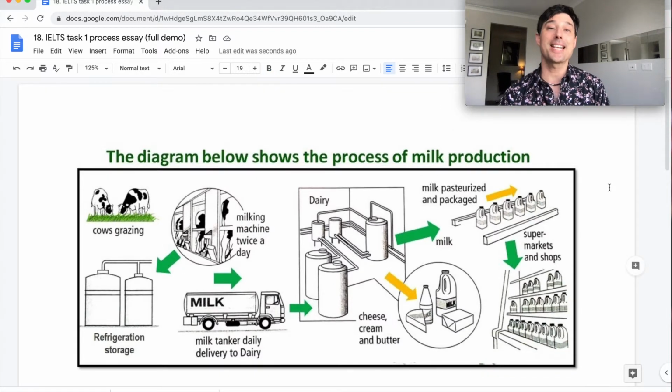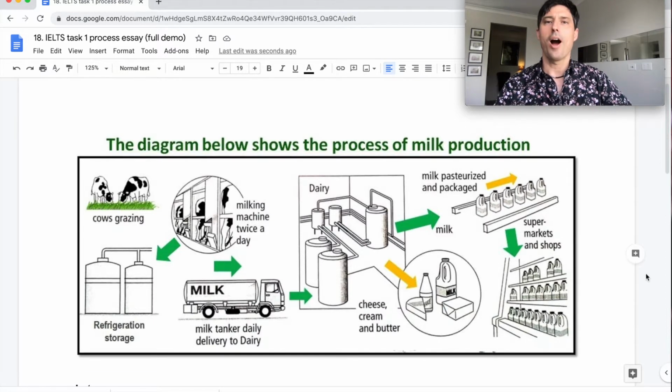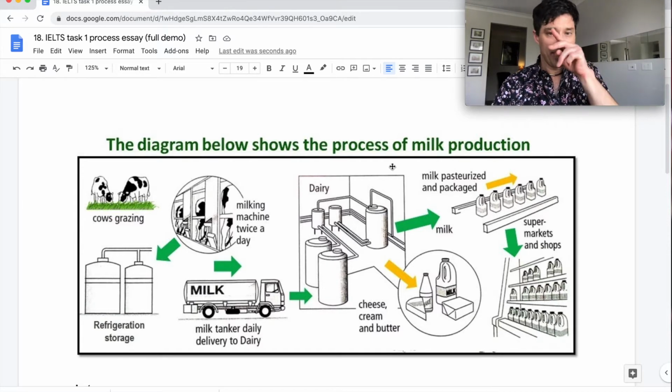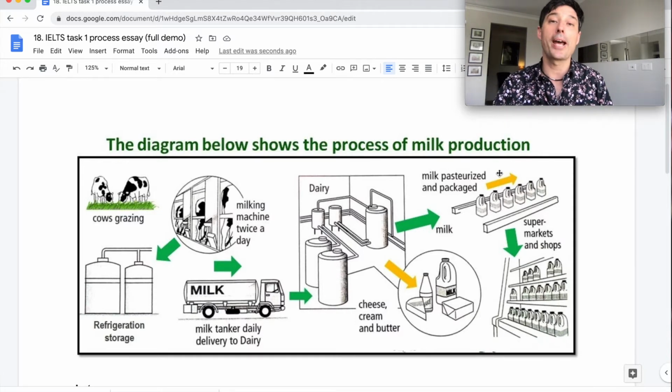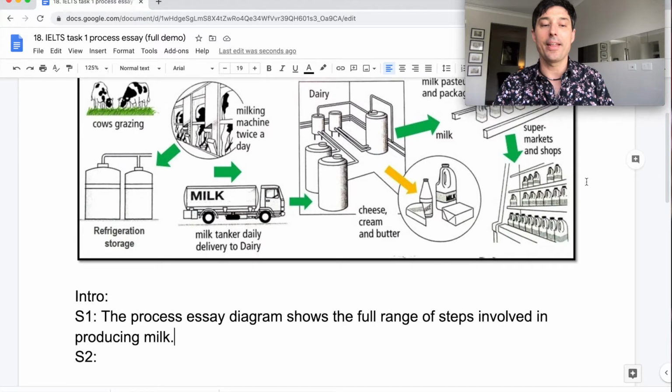Okay, so for that first sentence of the intro, I'm just going to take the entire title of the diagram up here, change it around a little bit, change the grammar, maybe add one or two new words, and write that first sentence. Okay, so let's take a look at the title. It says, the diagram below shows the process of milk production. So they've used a noun here, and then they've used a prepositional phrase of with another noun phrase. That's an adjective and that's a noun. So we're going to take these same words, change them around a little bit, and write something like this.